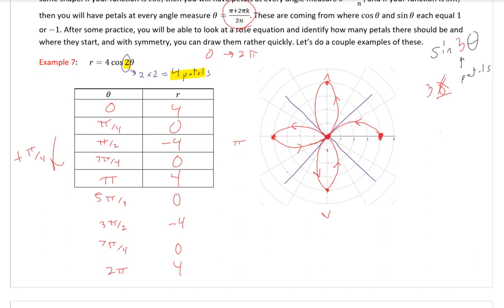And then after curving here, I logically come back this way with 2 pi, and we complete our entire graph. Again, we expected 4 petals, we got 4 petals. This looks good.